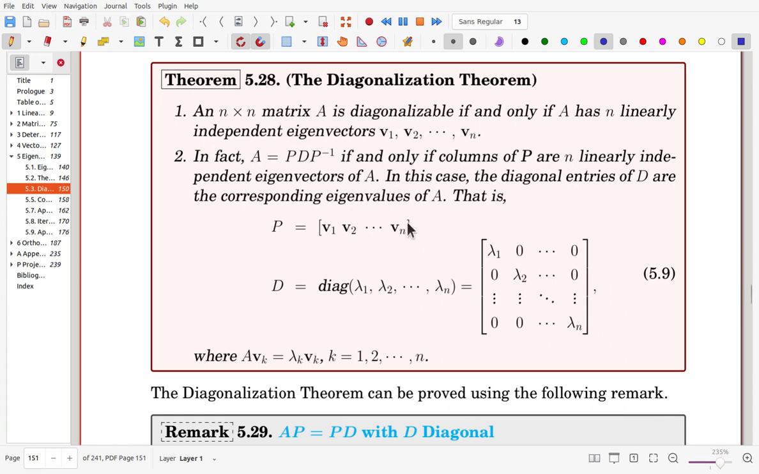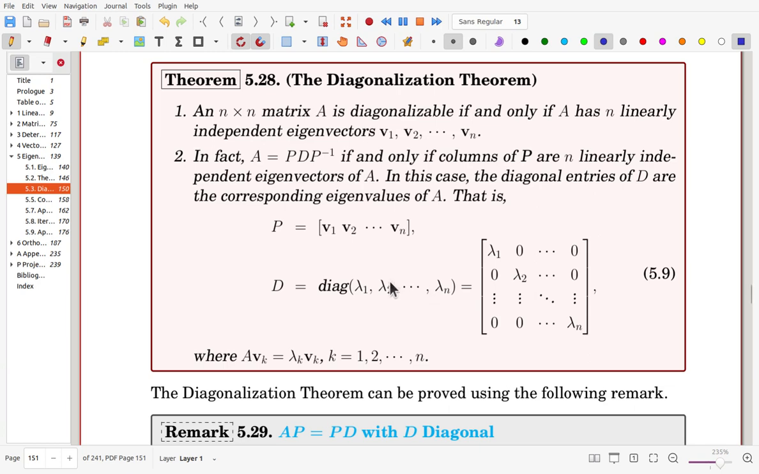Here, more mathematically, we can write it in this way. P is the collection of the linearly independent eigenvectors, and D is the diagonal matrix having the eigenvalues of A on its main diagonal. Of course, that must be in the same order. So A vk is lambda k vk. Lambda 1 is the eigenvalue along with v1, lambda 2 is along with v2, and so on.